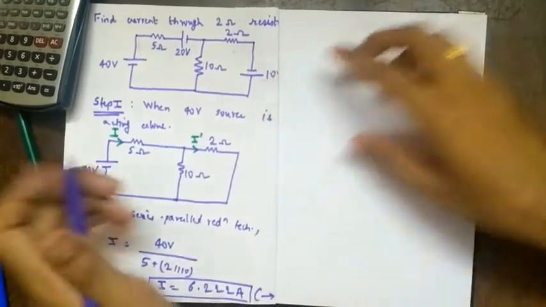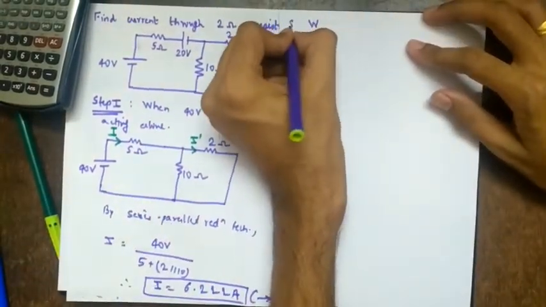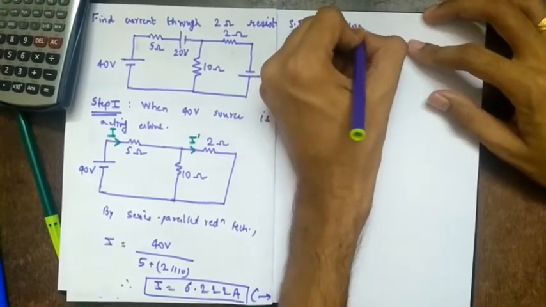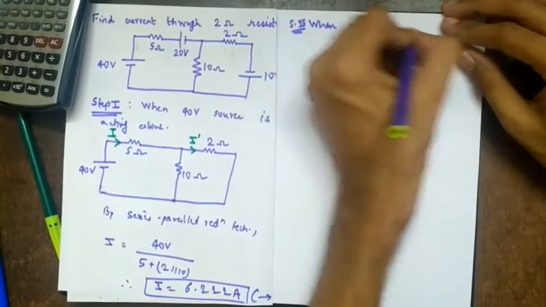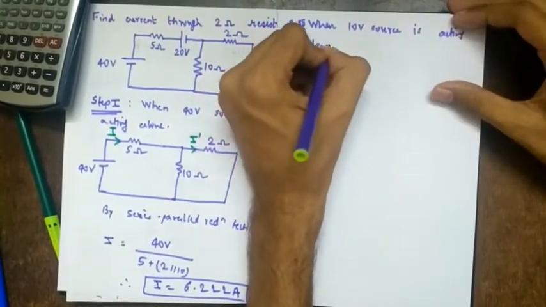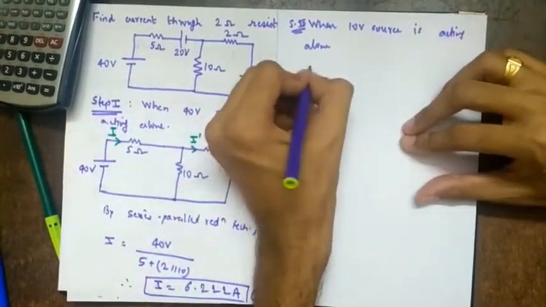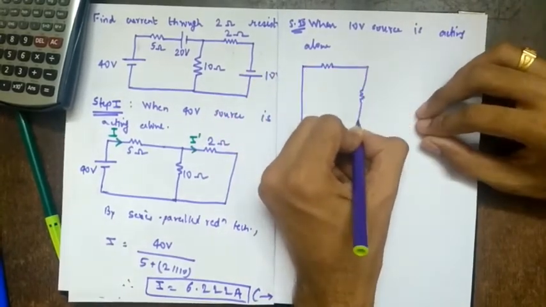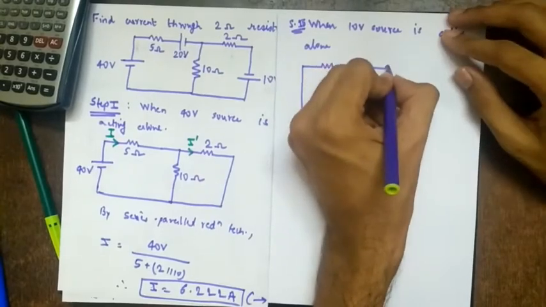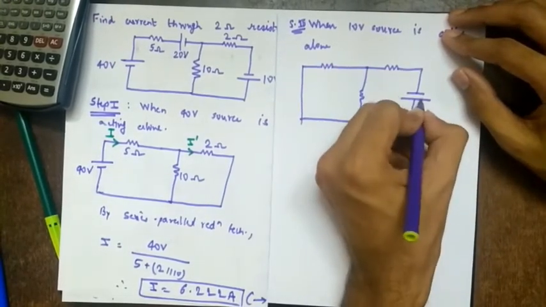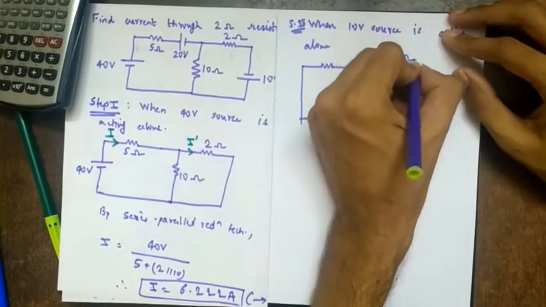So next, step 3, when 10 volt source is acting alone. So again redraw the circuit. So this is 10 volts. Remember, this is positive, this is negative. It is given the other way around.